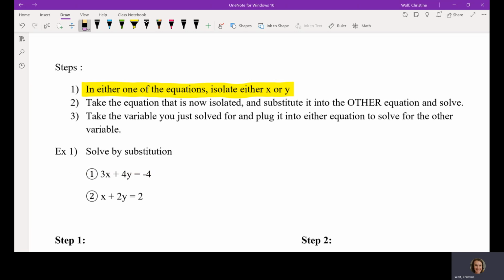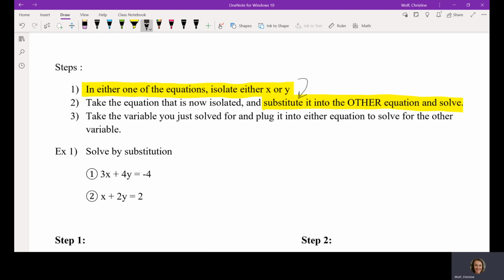Then number 2 says, take that equation that is now isolated, so the equation that you isolated in number 1, and substitute that into the other equation and solve. So once we take our equation from number 1 and substitute it into the other equation, what's going to happen is we're going to either only have x's or only have y's, and then therefore we can solve for that variable, and bang, we know what the y value would be of where they would cross.